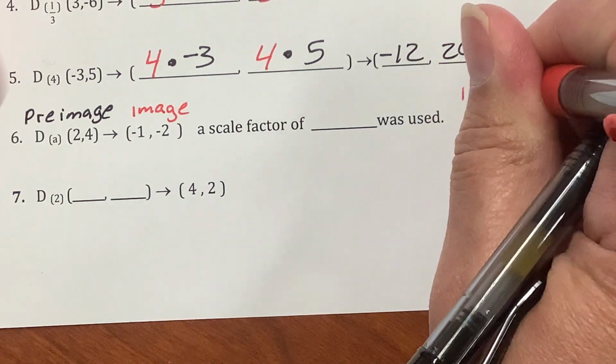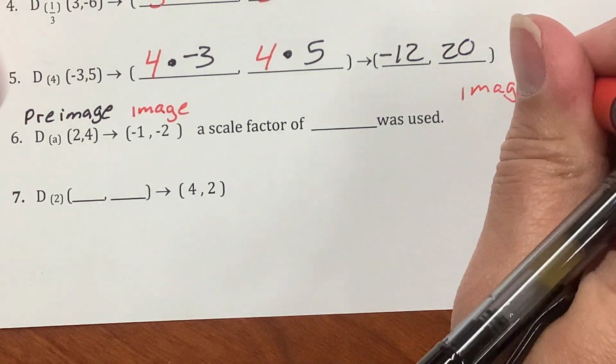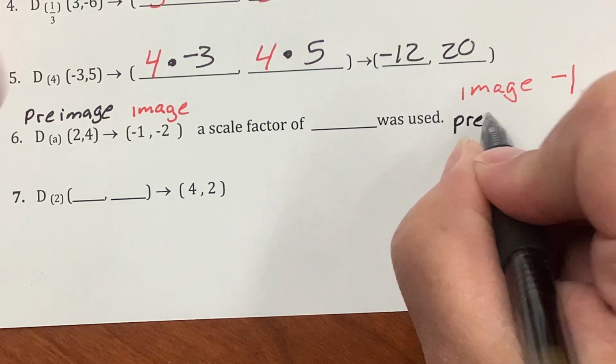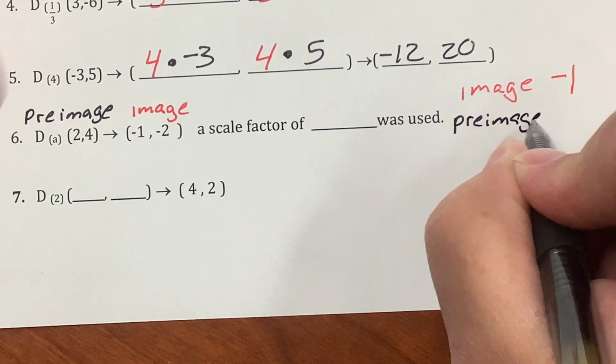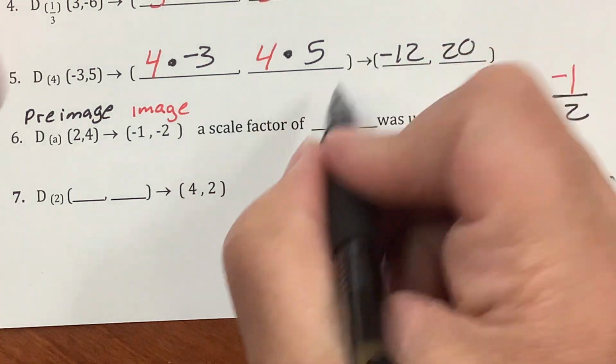Image, and I have, well, -1 over pre-image, which is +2. So now I know my scale factor is -1/2.